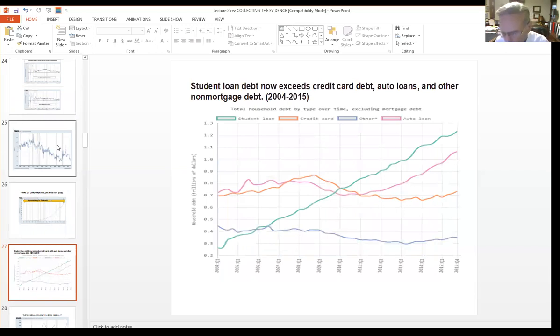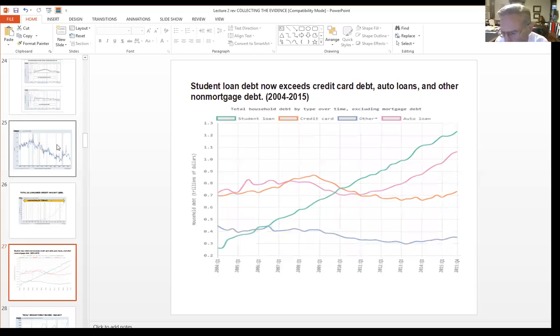The blue line at the top, the one that's rising the fastest, if you are a student in my course watching this video, you're the reason why that line is going up. At least you may be. That's student loans.